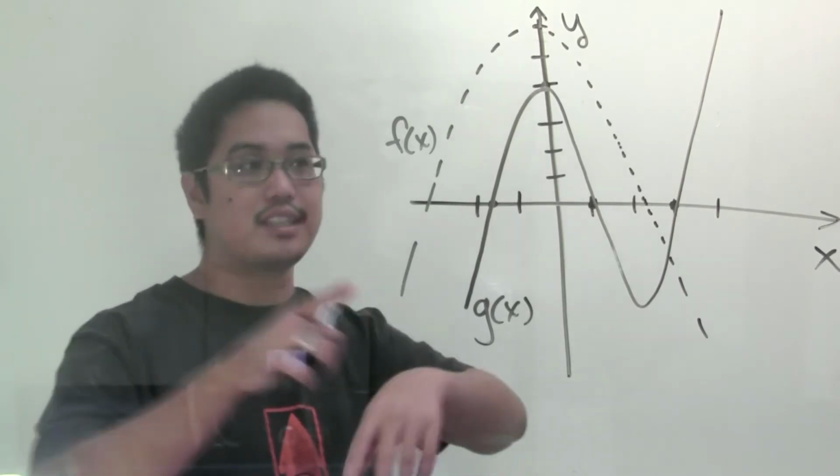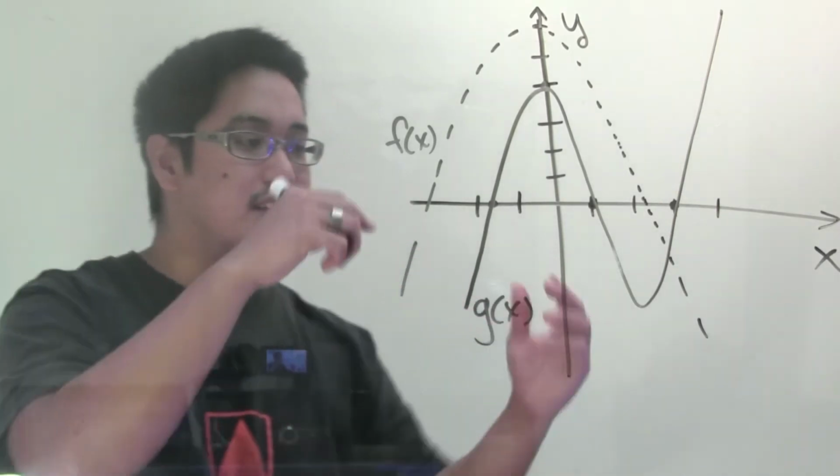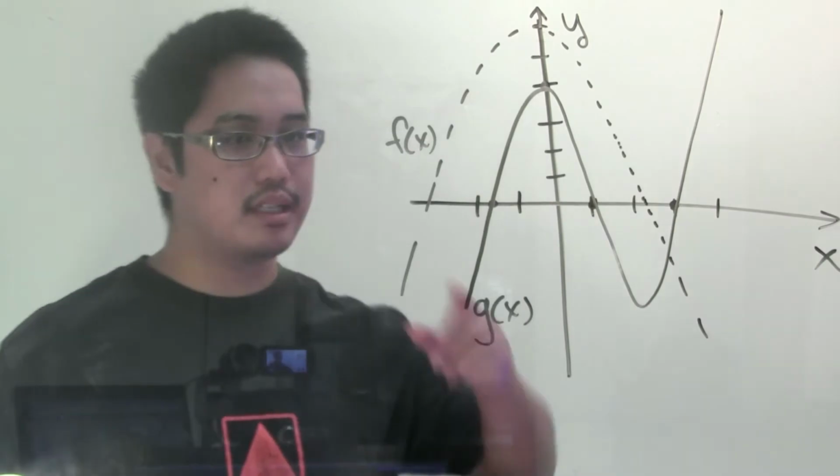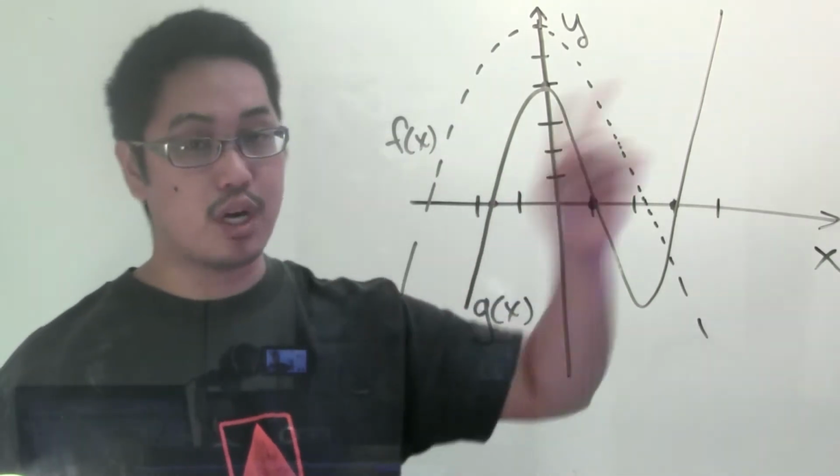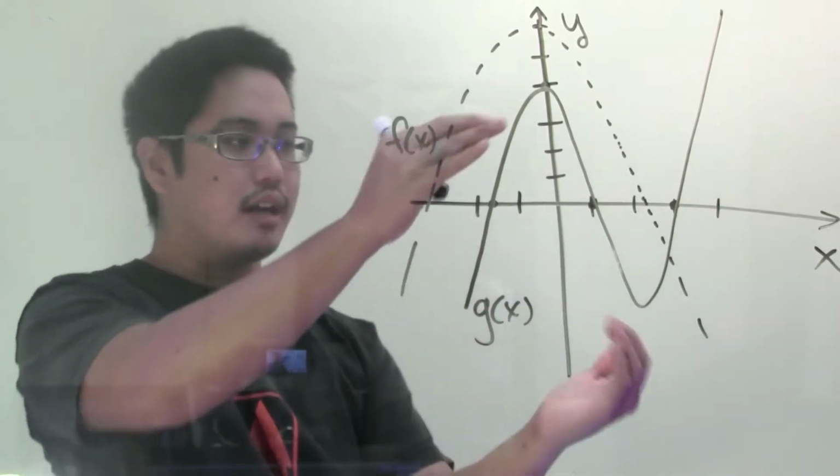It's a cubic graph. Yes, exactly. We know it's a cubic graph because it has two bumping points. It starts down, it ends up. So it starts in the opposite direction that it ends. Yeah, totally a cubic graph.